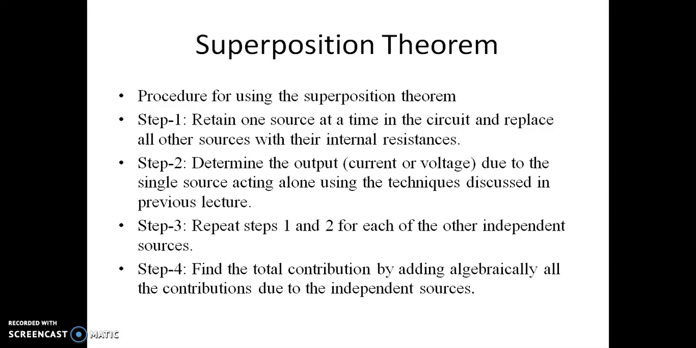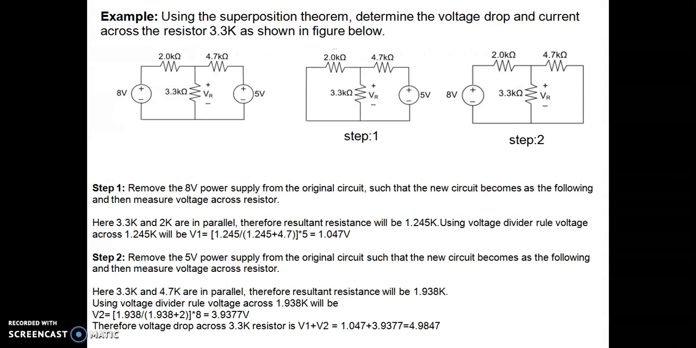Procedure for using the superposition theorem. Step 1. Retain one source at a time in the circuit and replace all other sources with their internal resistances. Step 2. Determine the output current or voltage due to the single source acting alone using the techniques discussed in the previous lecture. Step 3. Repeat steps 1 and 2 for each of the other independent sources. Step 4. Find the total contribution by adding algebraically all the contributions due to the independent sources.